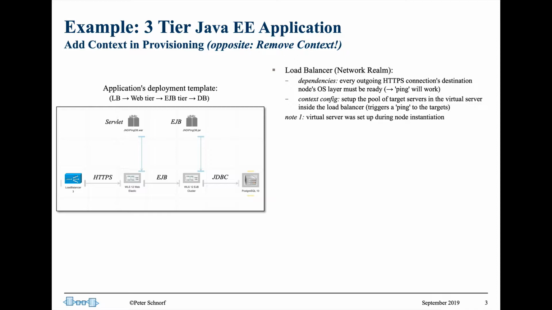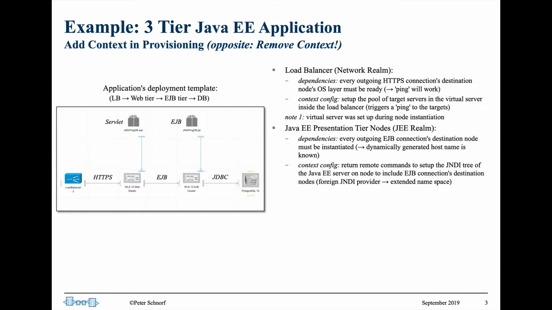Then in the Java EE presentation tier nodes from the JE realm, the dependencies are that every outgoing EJB connection's destination node must be instantiated. That's needed so that the dynamically generated host names are known. Because in the context configuration step, then, we need to set up the JNDI tree in a foreign JNDI provider setup to extend the namespace to these destination nodes.